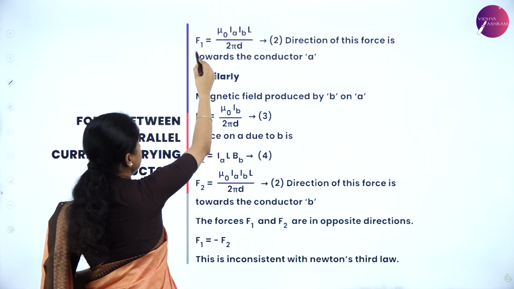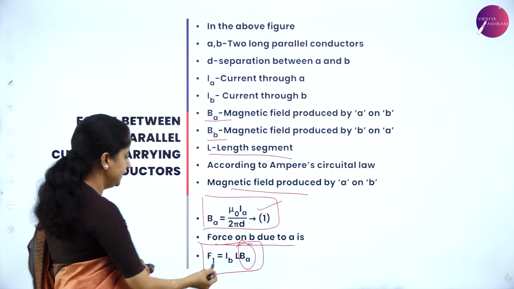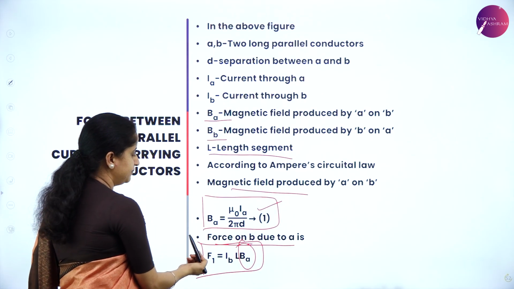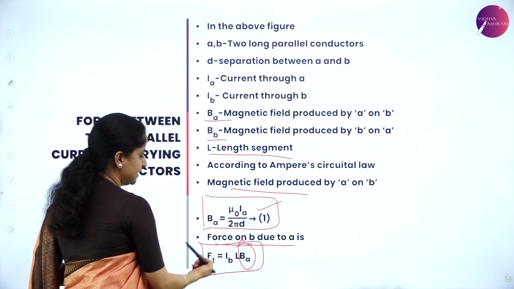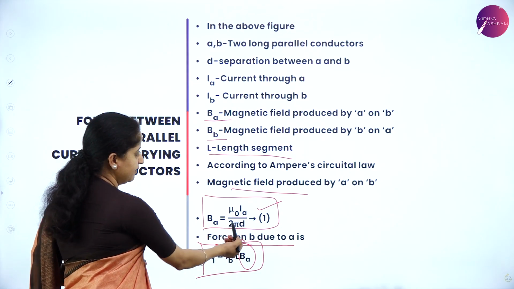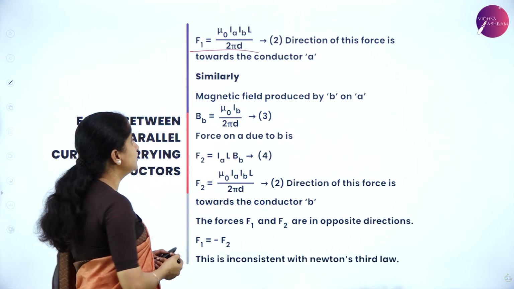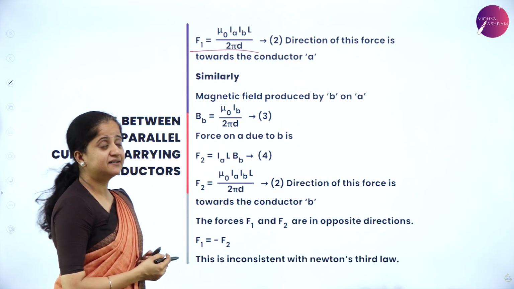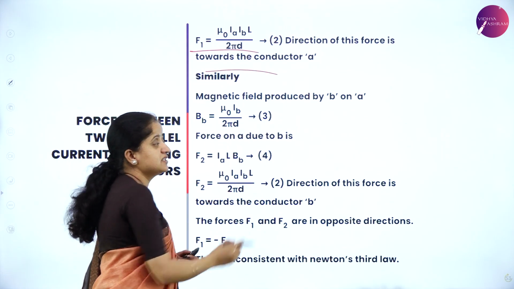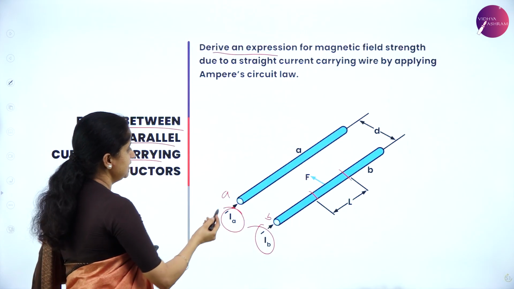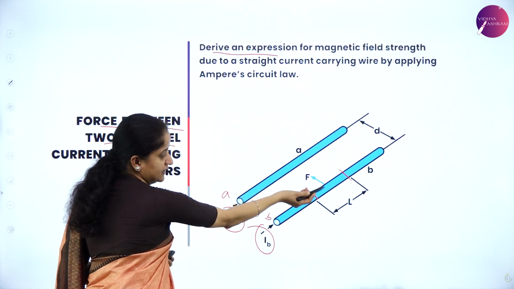So what do we get? F1 is equal to mu naught IA, which is there in the BA expression, and here IB I already have, L I already have, 2 pi d we have. So we get F1 is equal to mu naught IA IB into L divided by 2 pi d, and the direction of this force is always towards the conductor.